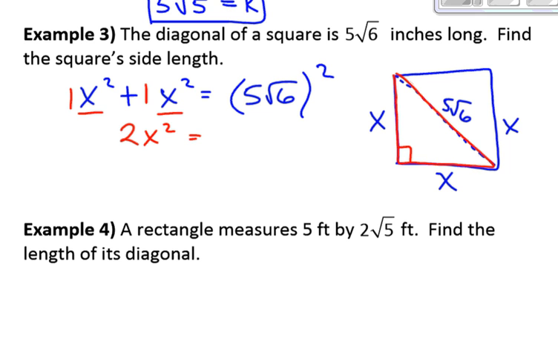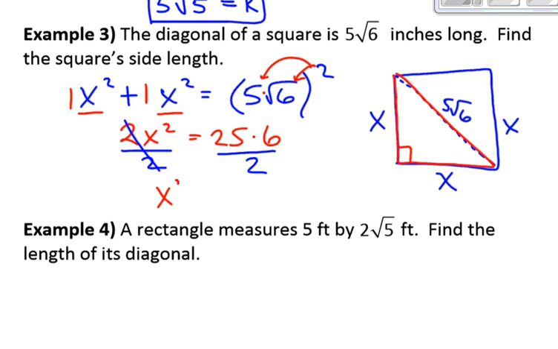Then 5 root 6, remember that's 5 times root 6, so the squared goes to both the 5 and the square root of 6. So 5 squared is 25. The square root of 6 squared cancels, giving me just 6. All right, again, I can still do this shortcut. I don't necessarily have to multiply 25 times 6. You can if you want to, but I know that I'm going to be dividing by 2. And so I like to do as little work as possible.